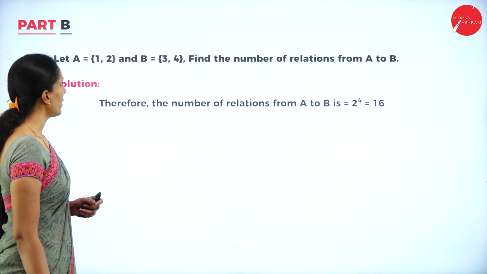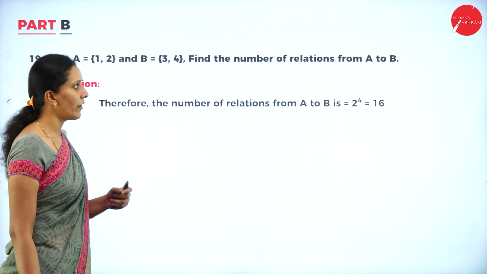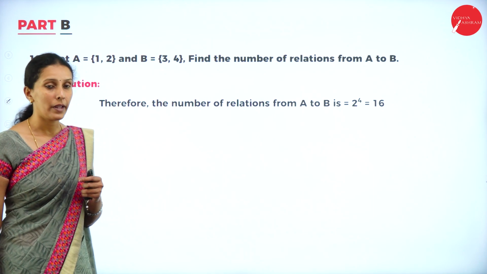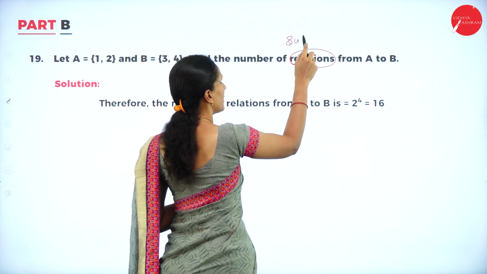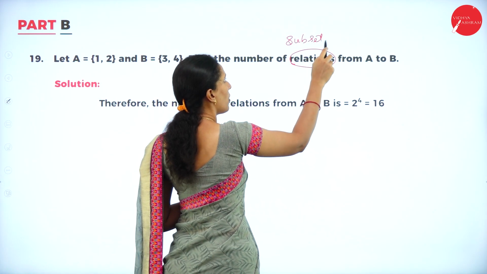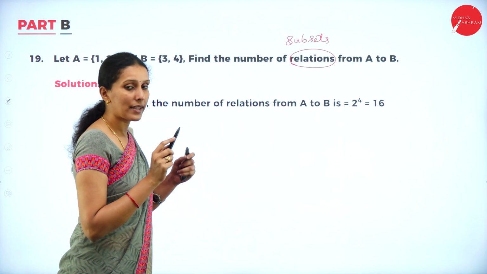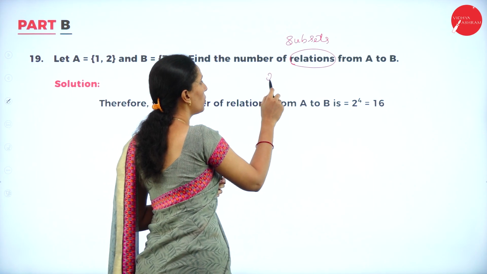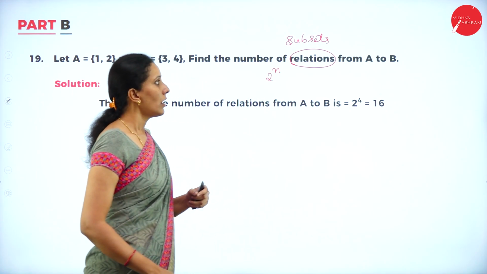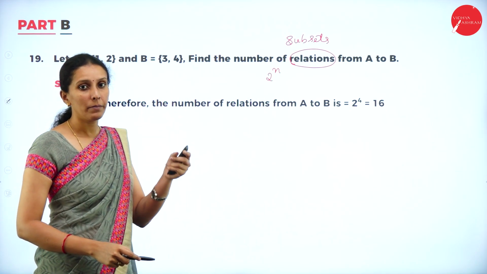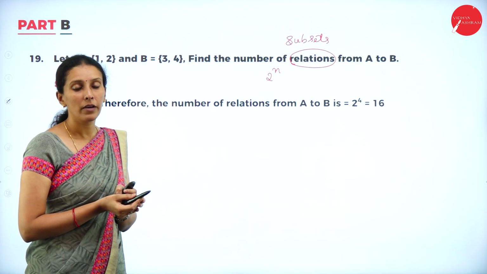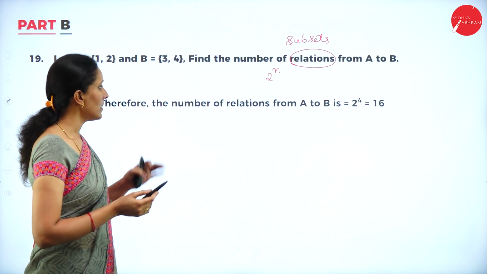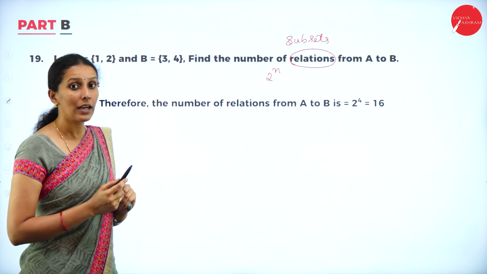Next one. If set A is {1, 2} and B is {3, 4}, find the number of relations from A to B. Number of relations is nothing but number of subsets. I already told you the number of subsets can be found using the formula 2 to the power n. Now number of relations from A to B means the number of subsets that can be formed for the Cartesian product.